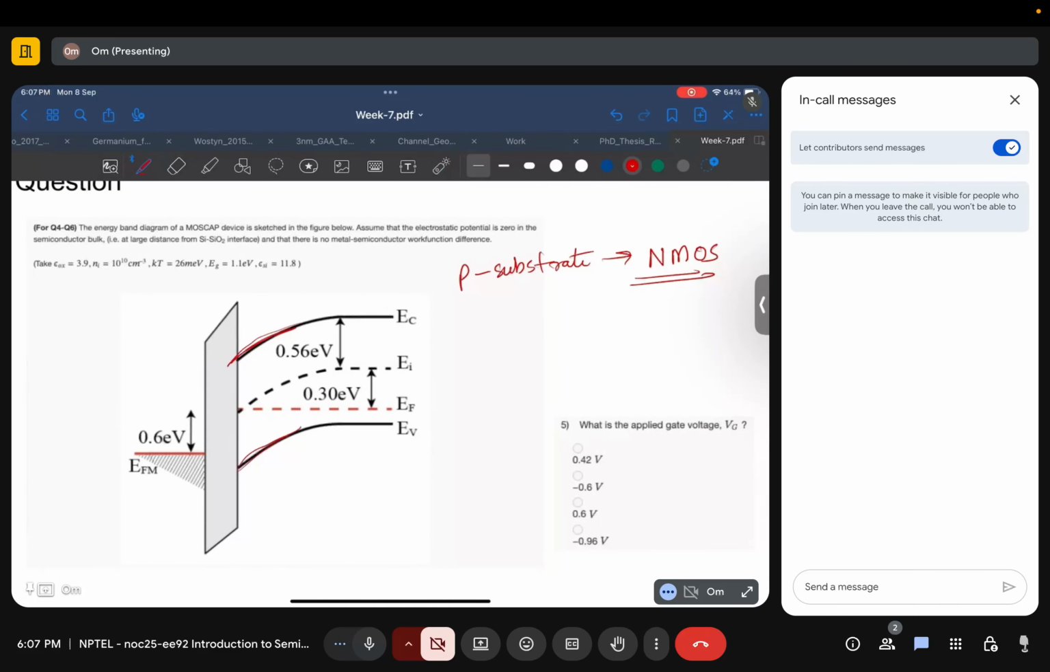So bending is downward means it is in depletion, and depletion will happen only in positive voltage. So the voltage applied Vg is positive. Now, how much Vg is supplied? You can also see here from EF initial, let's say EF metal initial, it would have been in the flat band condition. You have gone down. When you are going down, you apply positive Vg. Okay, so your Vg applied is 0.6 volts.